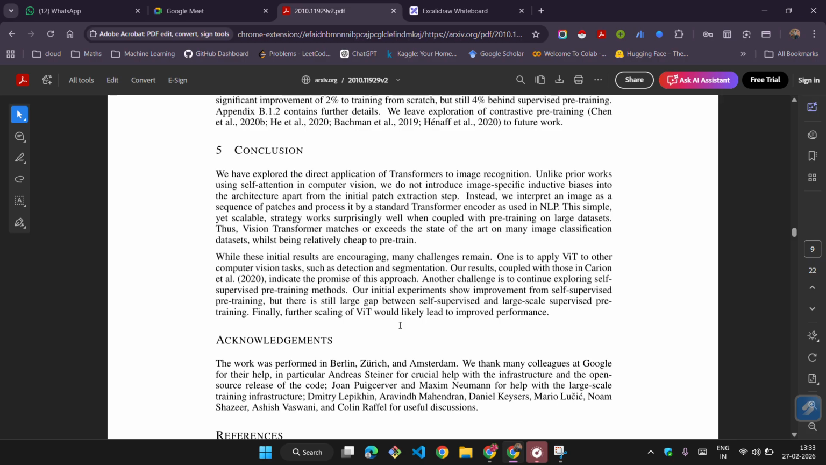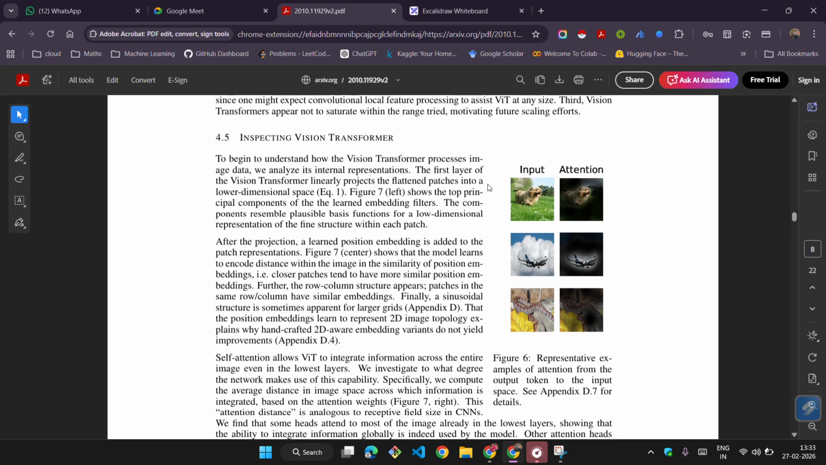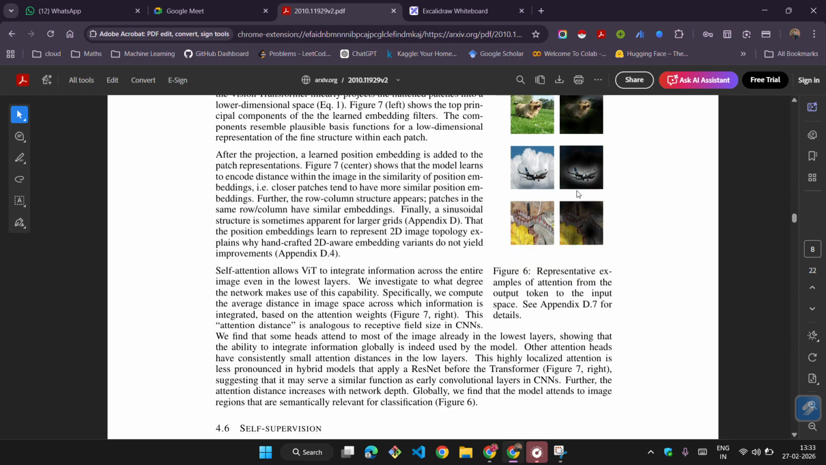Okay, so while these initial results are encouraging, many challenges remain. One is to apply the ViT to other computer vision tasks such as detection and segmentation. Yes, segmentation is quite possible. If you see this image, the object is segmented, but not all objects are segmented, only the particular object which has more impact on that image is segmented.